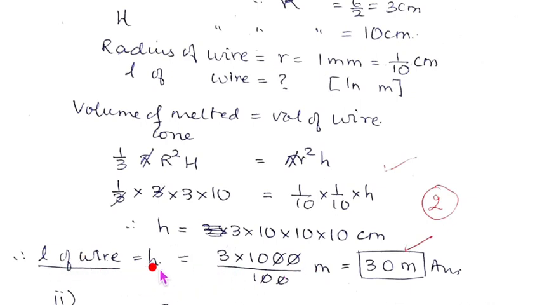Okay, so the length of the wire, which is h, will be 3 into 1000 upon 100, because we want it in meters. So it will be 30 meters, and that is our 2 mark question.